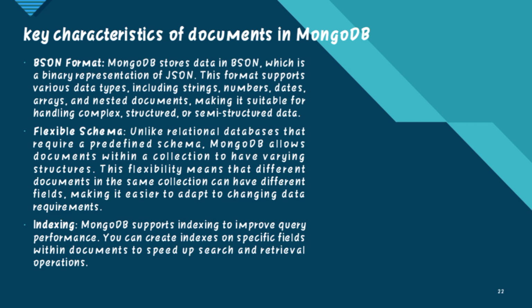Flexible schema. Unlike relational databases that require a predefined schema, MongoDB allows documents within a collection to have varying structures. This flexibility means that different documents in the same collection can have different fields, making it easier to adapt to changing data requirements. Indexing. MongoDB supports indexing to improve query performance. You can create indexes on specific fields within documents to speed up search and retrieval operations.